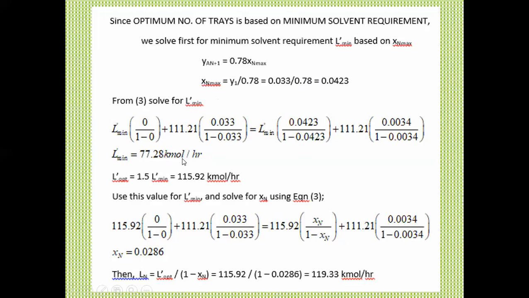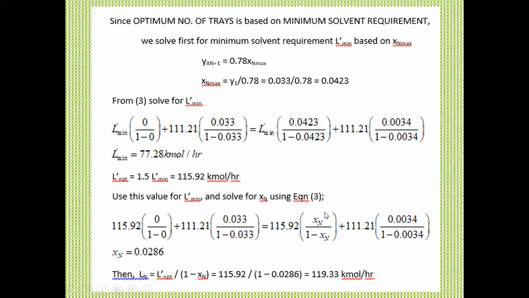Now, what happens if you want to optimize? So we increase the number of solvent. So naturally, your X sub n will not be like this because you increase the amount of solvent that you use to 50% that of the minimum. So that's the purpose now of actually solving for the X sub n.